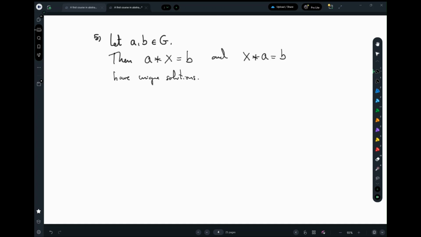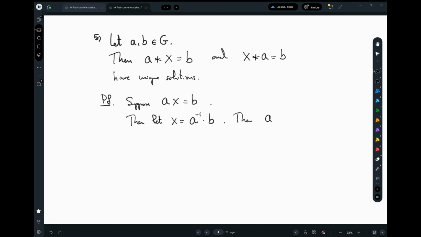So an equation in a group, a linear equation like this, has a unique solution. Let me first show you. Suppose we're trying to solve AX = B. Then let X be A inverse times B.